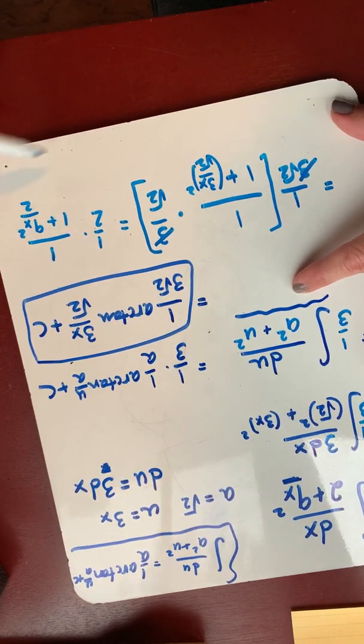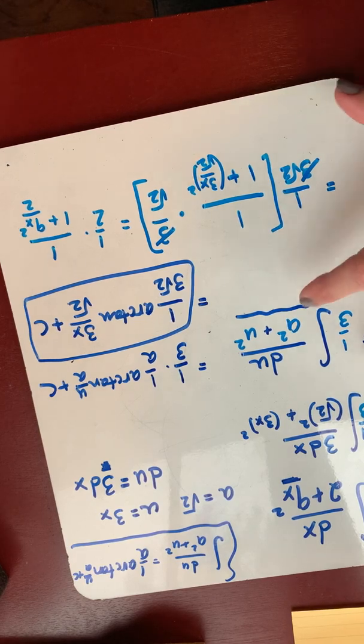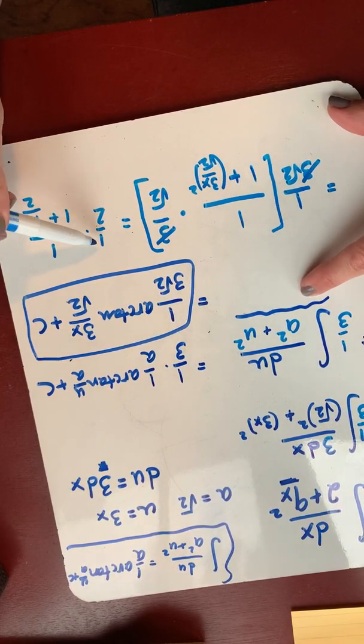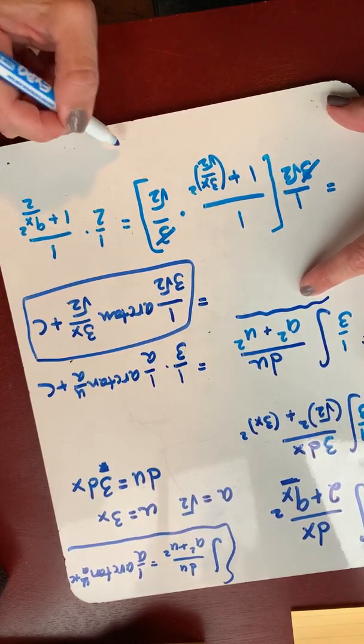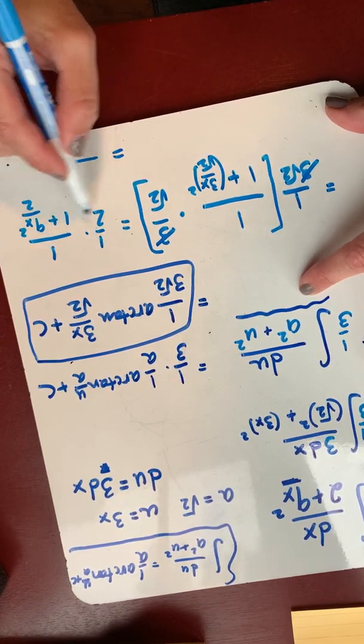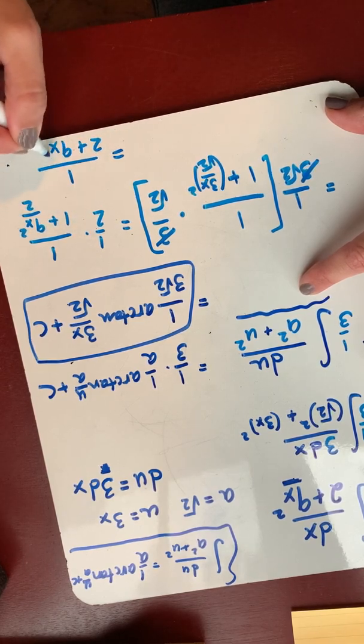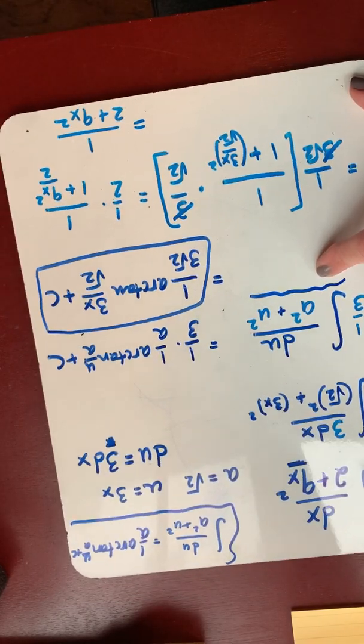Okay, what do we do with this? Oh, you know what we'll do? Let's just distribute. Let's just multiply these two fractions. So 1 over 1 is 1. 2 times this stuff: 2 times 1 is 2, plus 2 times this, the 2's cancel, and I have 9x squared. Whoa, check it. Same.